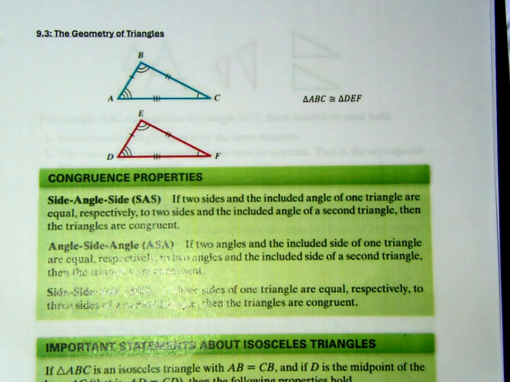Okay, 9.3 is all triangles. It's the geometry of triangles. And so if you ever had a high school geometry class, this was a huge part of that class. Proving congruency between triangles is where you first would have encountered proofs.